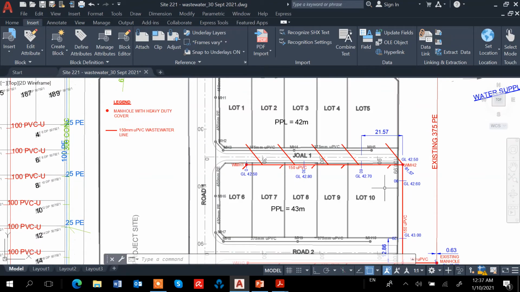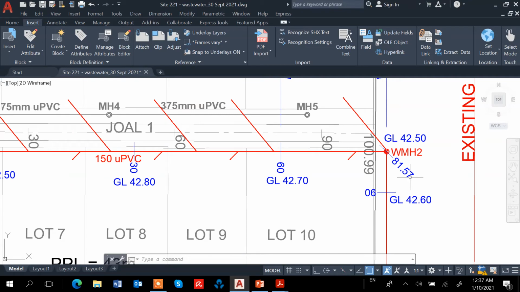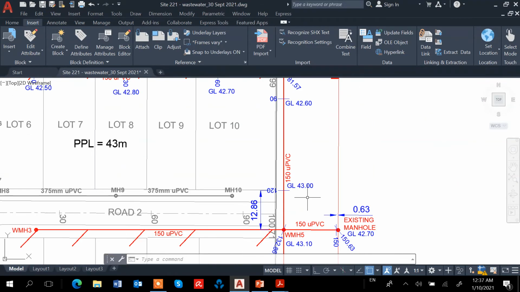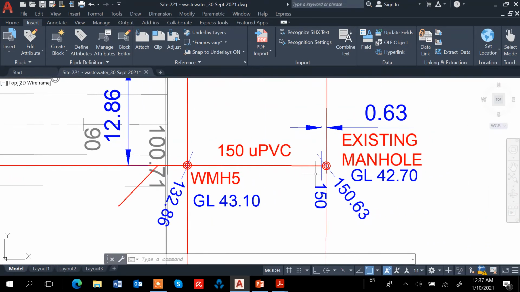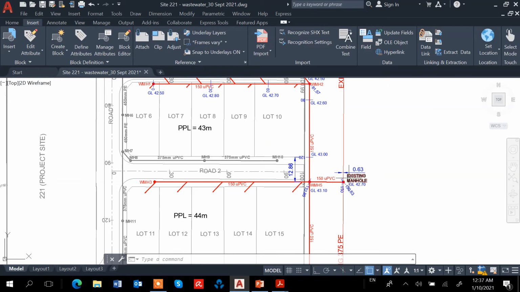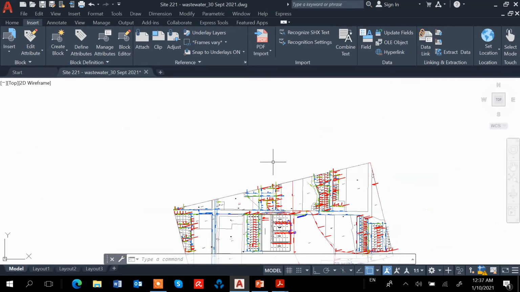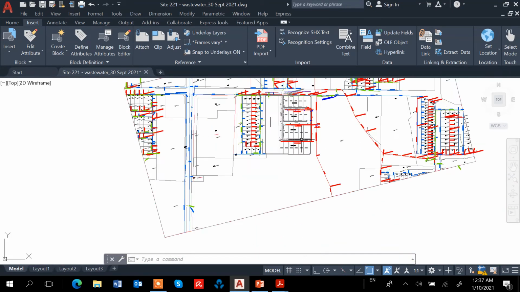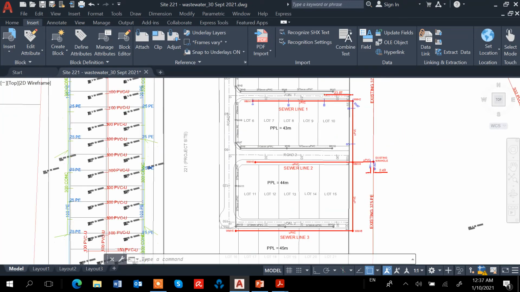Identify the chainages: this manhole is 81.57, and this manhole is 132.86, and then the last one, the manhole, is 150.63. So it's slightly different. I know just now I did, I think it's slightly different. Yeah, so this one I think is 152.49.